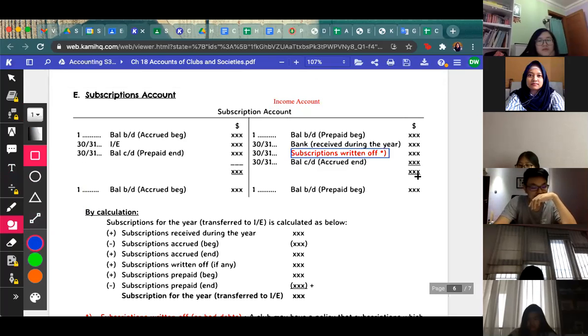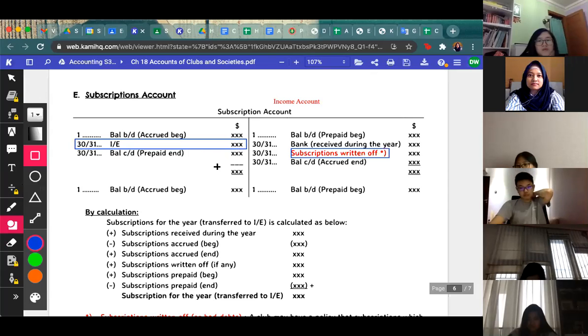And then next, place accrued N at the credit and prepaid N in the debit. And then the one that you need to calculate is this one, subscriptions for income and expenditure. That is the one that is usually questioned when you are preparing the subscription account, because you are required to calculate subscriptions to be entered in the income and expenditure so that you can prepare the income and expenditure account.